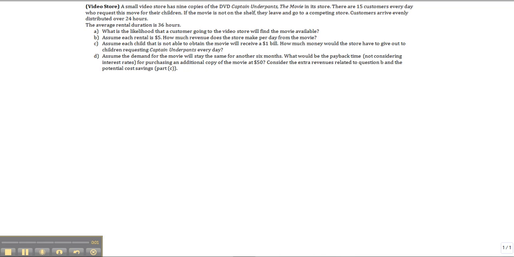This problem demonstrates the role that variability plays in business decisions. For part A, we'll need to use the Erlang loss function table to determine the probability that the movie will not be available, so that we can then in turn determine the likelihood it will be there.